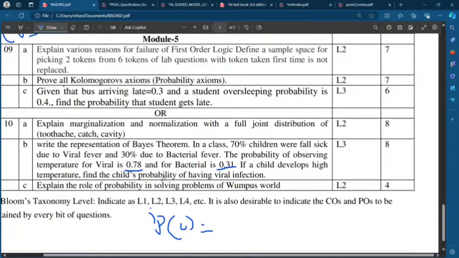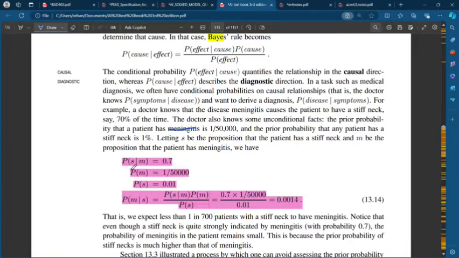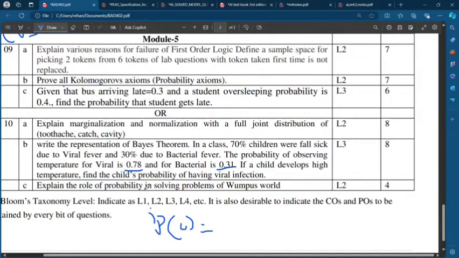So now how we will do? Probability of, find the child's probability of having viral infection. So first what we will write, effect: here you have fall sick due to viral fever. So you just have to represent it in such a way, S by M, symptoms by disease. You have to find M by S. So what is it asking for us to find? Find the child's probability of having viral infection. So you can just write that.